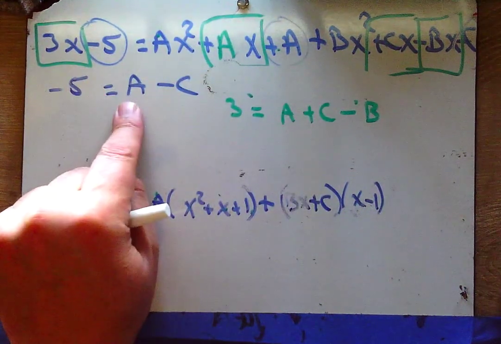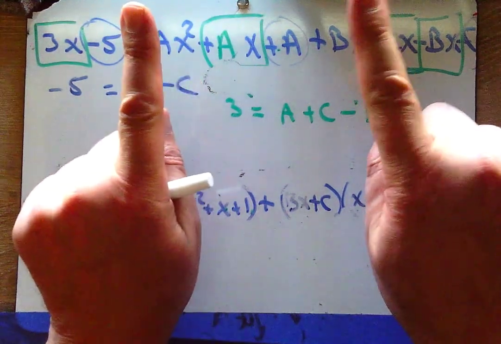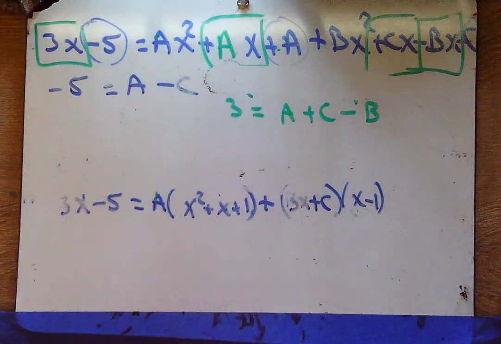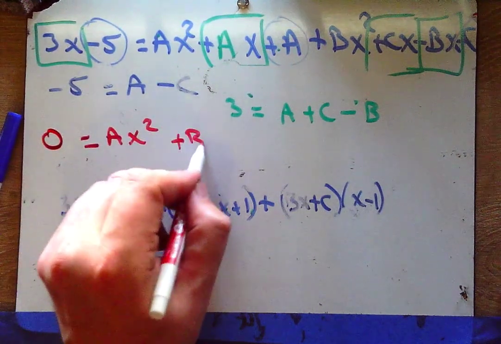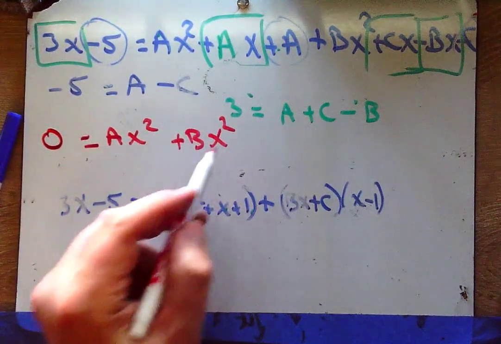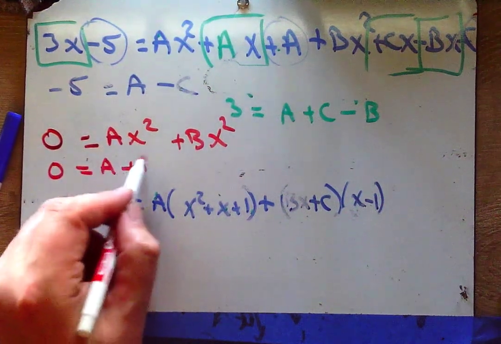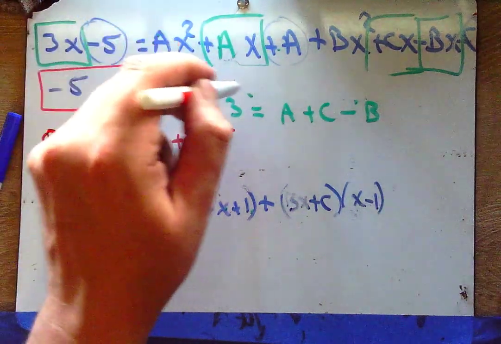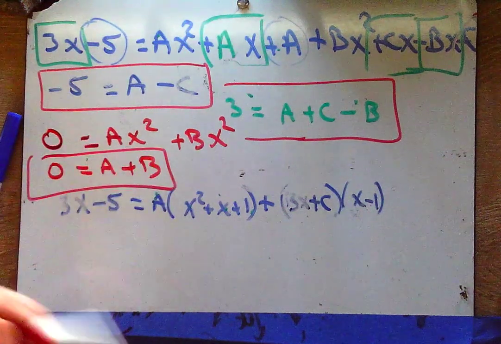There's my x to the first equation. This is my I don't have any x's equation. What about these x squareds? Well, I want to set these x squareds equal to, that's right, there are none over there. And because there are none over there, I'm going to say 0 equals ax squared plus bx squared. And if I divide everywhere by x squared, I get 0 equals a plus b. And I need to solve this system of 3 equations and 3 unknowns.